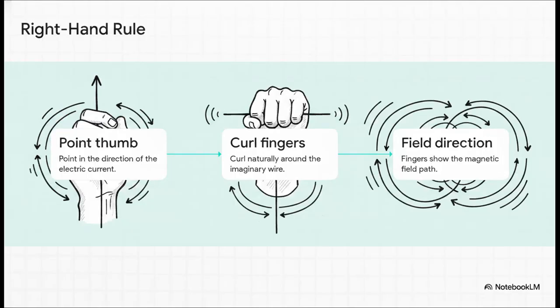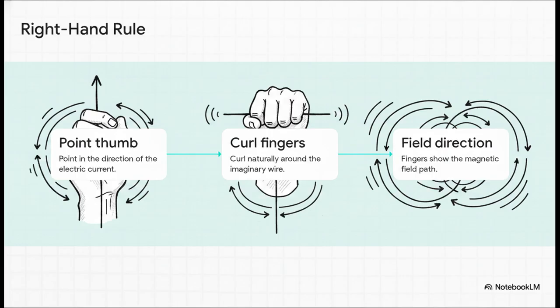Okay, let's dive into this. Back in the early 19th century, a Danish scientist named Hans Christian Ørsted made an incredible discovery. He noticed that a compass needle, which is basically just a tiny magnet, deflected whenever it was brought near a wire carrying an electric current. This was huge. It was the very first major piece of evidence that moving electric charges actually create magnetic fields.